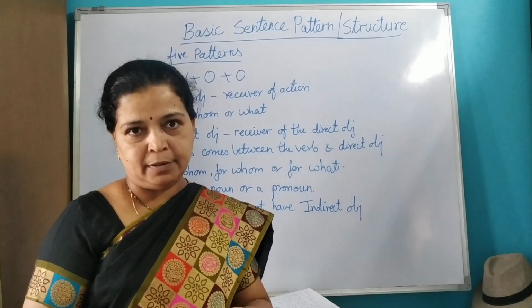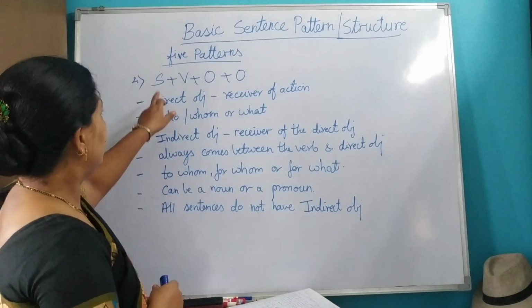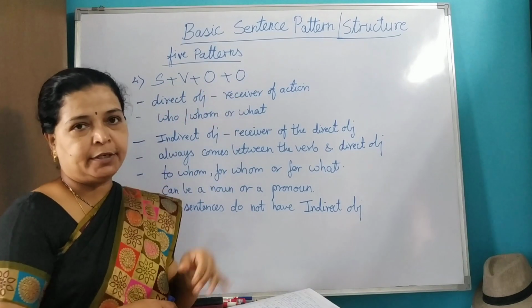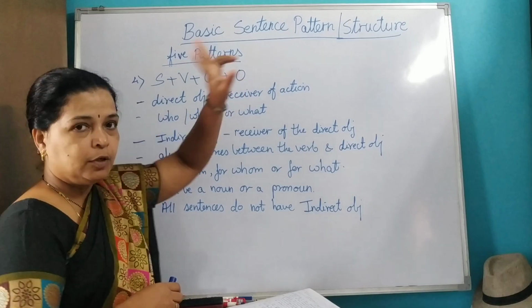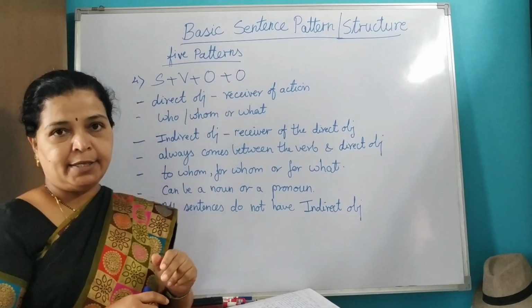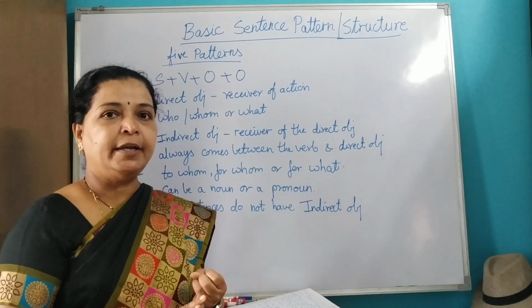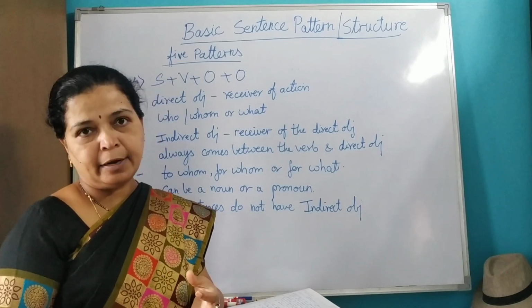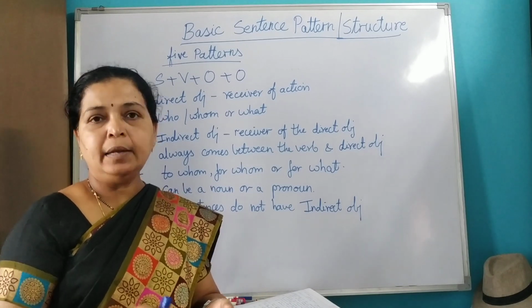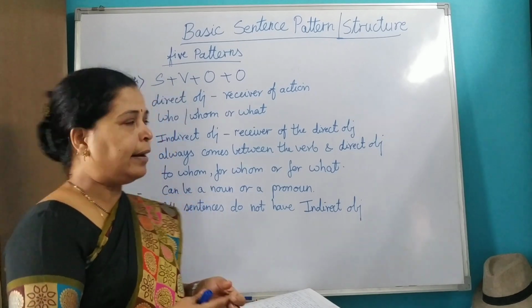The fourth pattern. Okay. The fourth pattern is subject plus verb plus object plus object. Okay. Here we have two objects. Okay. Now when there are two objects, one is direct object and the other one is indirect object. Okay. Now let's see what is a direct object and what is an indirect object.